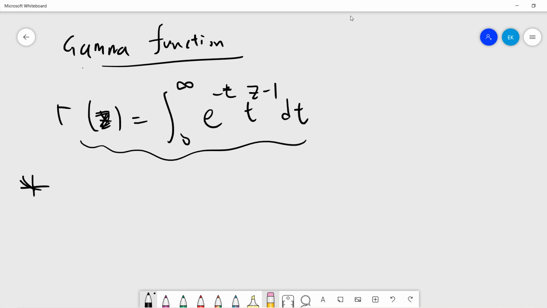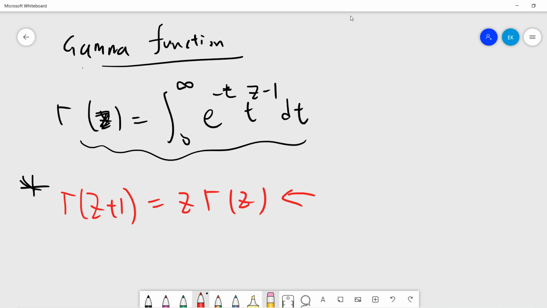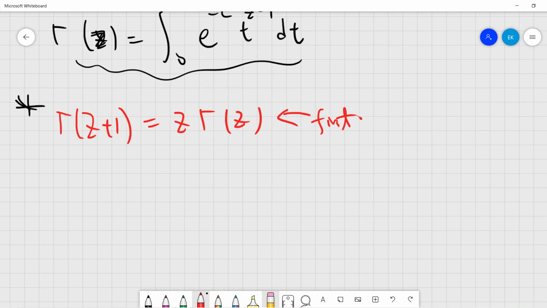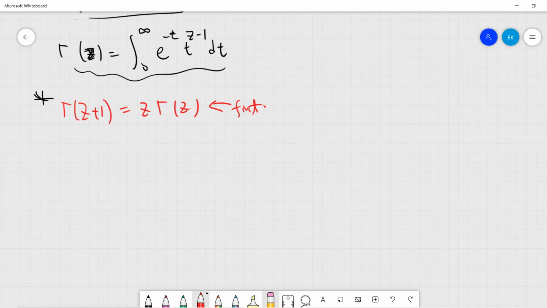The first property everybody should know is that gamma of z plus 1 is just z times gamma z. This is the first property you need to remember, probably the most important property. So let me quickly give you a proof.